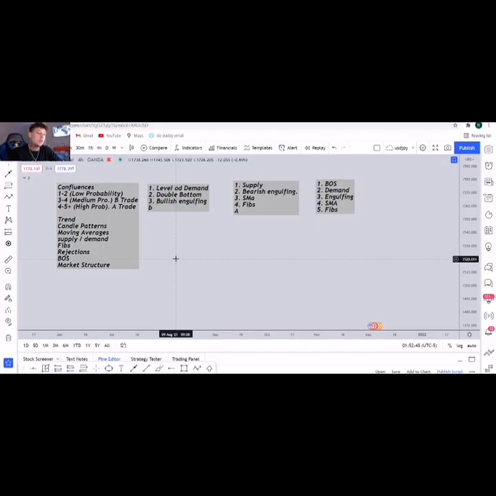The words that you want to remove from your vocabulary are "gonna" and "the market will," because the market will do whatever it wants. There's no such thing as the market can't get any lower. There's no such thing as the market can't get any higher, right? You really want to remove those words from your vocabulary.